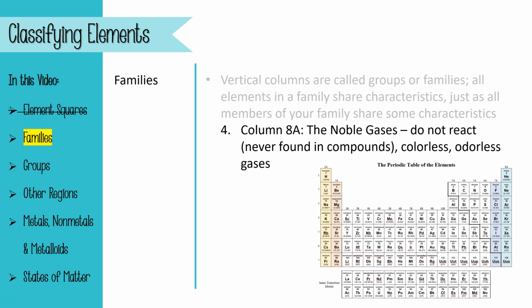Unlike the halogens, the noble gases are unreactive. They're always found in their elemental forms, never in compounds. We can think about them as being noble or too cool to interact with other elements. All of the elements in this family are colorless, odorless gases. Take a minute to pause the video and color the elements in this column.